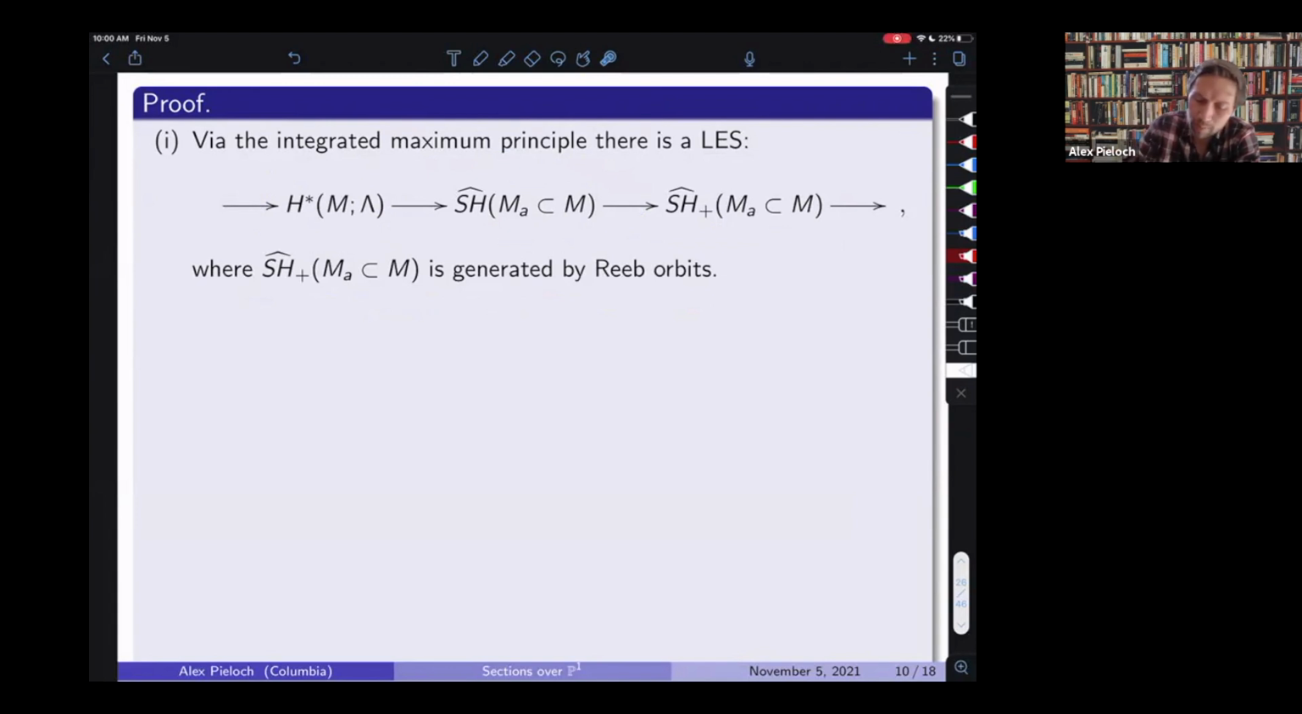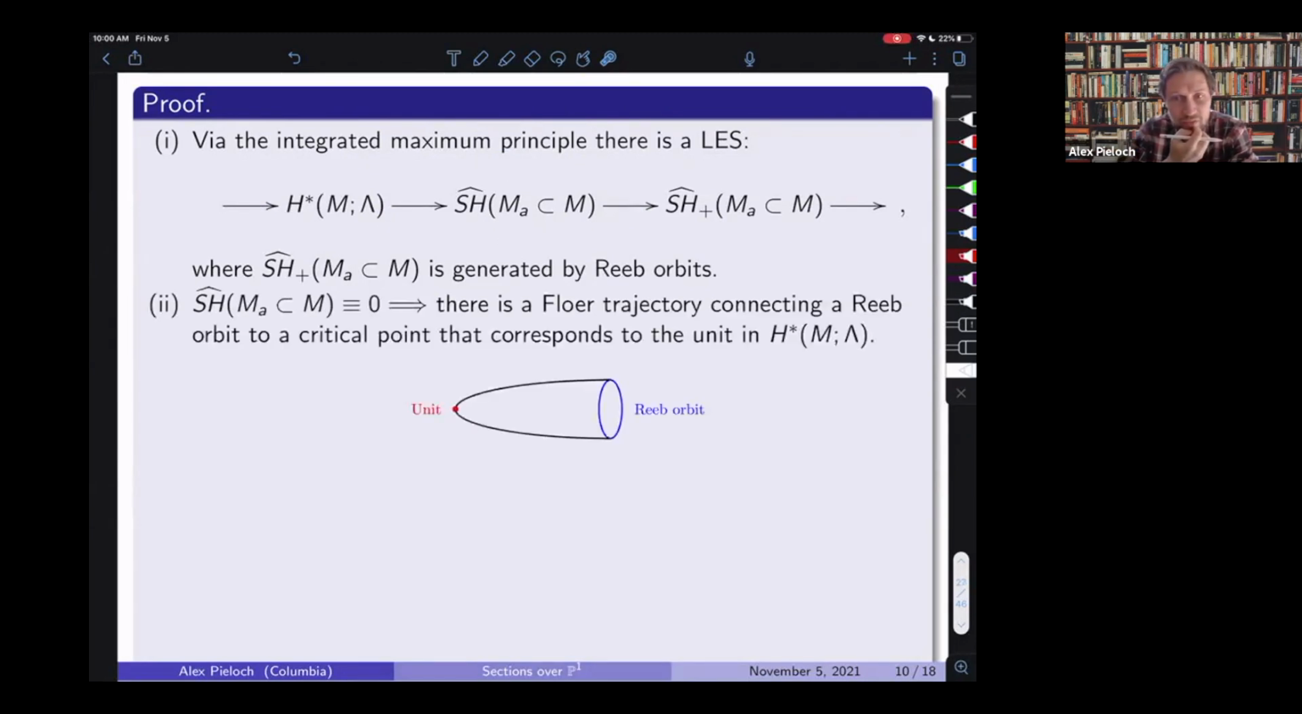So we're really looking at Reeb orbits, or orbits that are wrapping around the boundary of this M sub A, and we're taking some similar completion for what we had before. So what we do is we make the following observation. If local symplectic cohomology vanishes, then this says that the boundary homomorphism in this long exact sequence is actually an isomorphism. So if you unwind all the algebra that's involved in this, this tells you that there exists a Floer trajectory that's connecting a Reeb orbit, corresponding to a generator in this positive local symplectic cohomology, to a critical point of your associated Morse function.